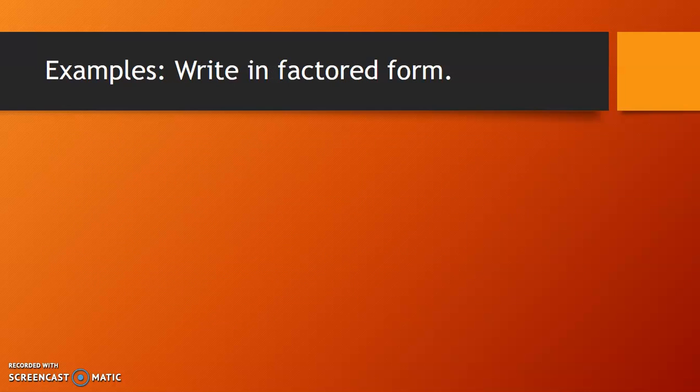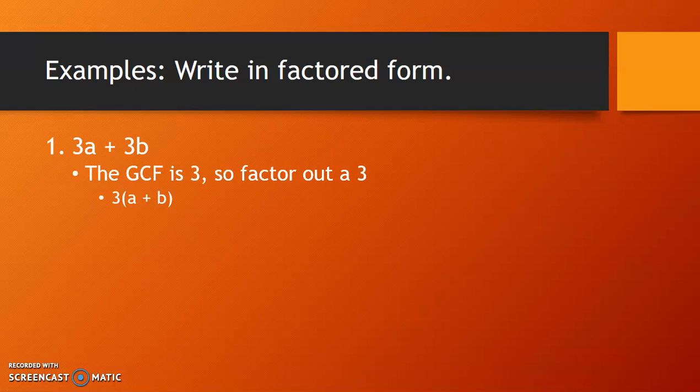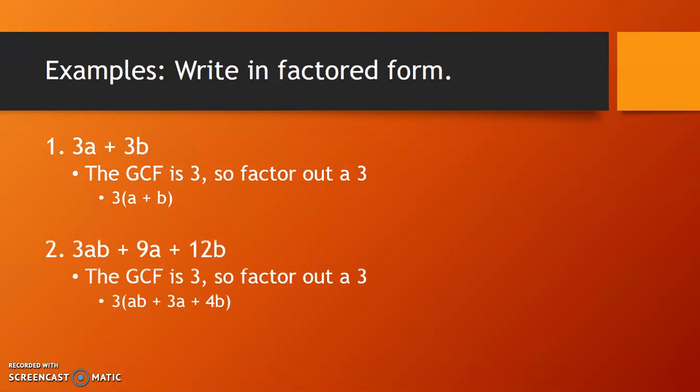So let's do some examples where we write something in factored form. If I had 3a plus 3b, what I would do is look at each term, see if there's any numbers I could pull out and if there's any letters that each one shares. For this one, they both have a 3, so that would be my GCF. They don't share any letters, so I'm just going to factor out a 3. I pull that out front, and then inside the parentheses would be my a plus b.